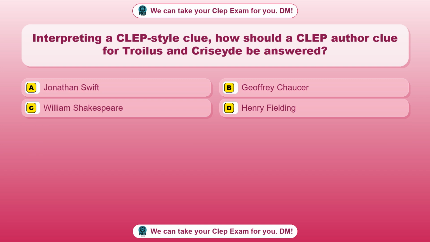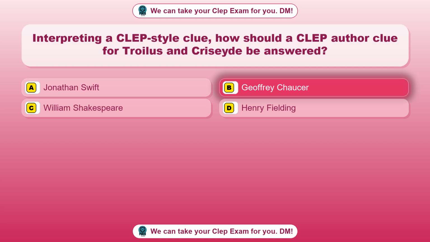Question 85. Interpreting a CLEP-style clue. How should a CLEP author clue for Troilus and Cressida be answered? Option A, Jonathan Swift. Option B, Geoffrey Chaucer. Option C, William Shakespeare. Option D, Henry Fielding. The correct answer is option B, Geoffrey Chaucer.